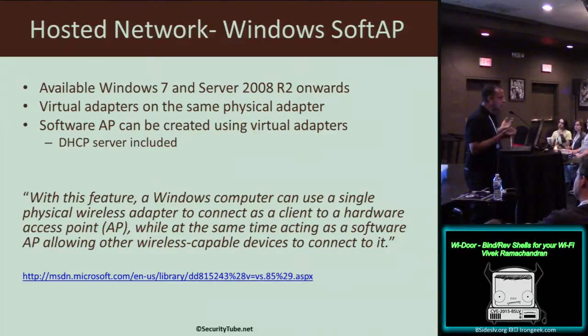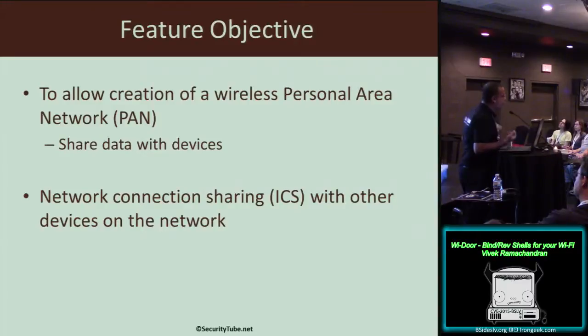Now if you're wondering, how can a card probably be on two channels at the same time? Well, the hosted network is on the same channel as the access point you're connected to. Okay? And if you aren't connected to any AP, the hosted network will automatically select a channel for you. Now, why is this feature available? To support personal area networks, right? You're at one of those hotels who wants you to pay per device. You can just connect your laptop, enable hosted network, and share that same connection with all your other devices.